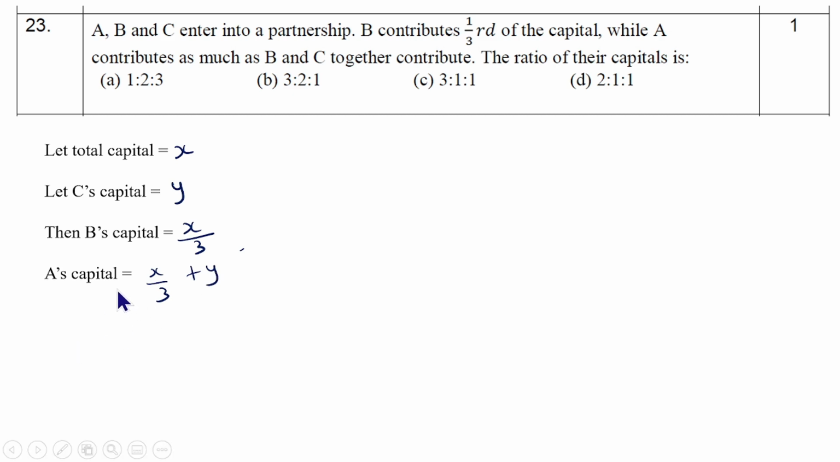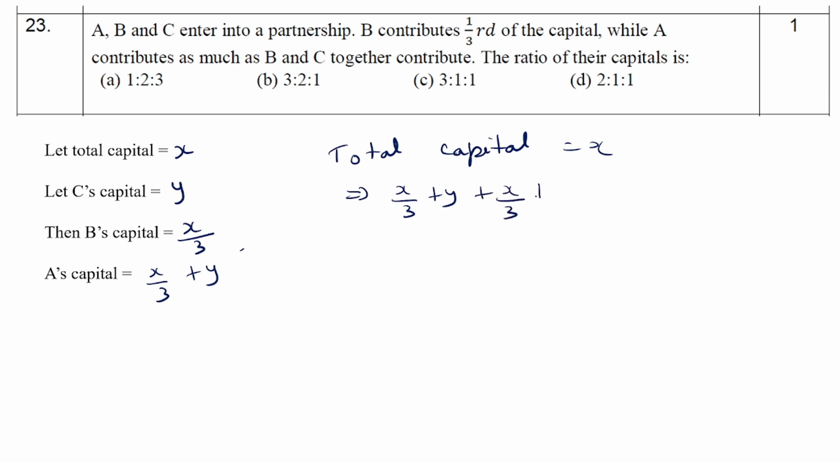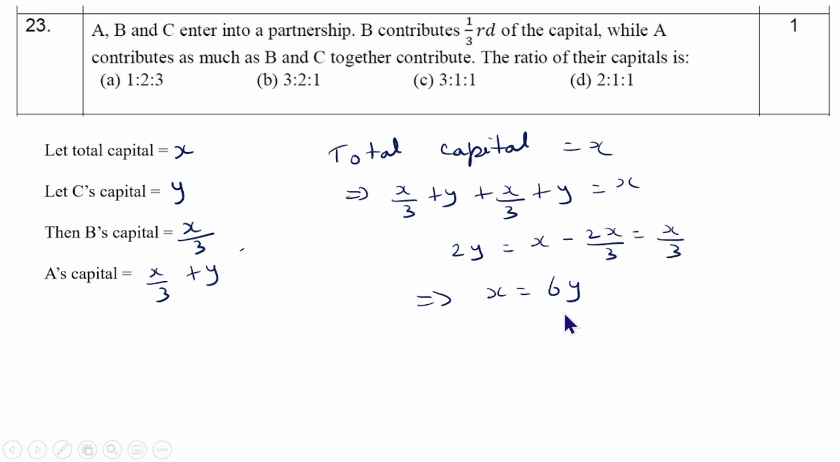So here we have the contribution of each of A, B and C, and we have taken total capital equal to X. So total capital is equal to X, which implies A's capital X by 3 plus Y, plus B's capital X by 3, plus C's capital Y, is equal to X. From this we get 2Y is equal to X minus 2X by 3, which is equal to X by 3. From this we get X is equal to 6Y.